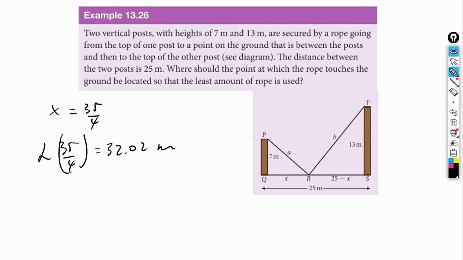But x is 35 fourths. That means then that this distance would be 35 fourths of a meter, right? In other words, at what distance would R be? The question was, where should the point at which the rope touches the ground be located so the least amount of rope is used? And if we think about the distance from Q to R, then that length would have to equal 8.75 meters.